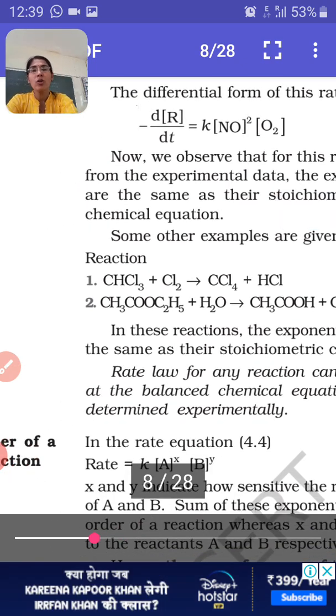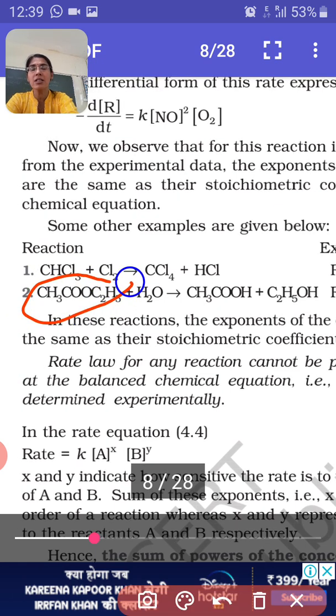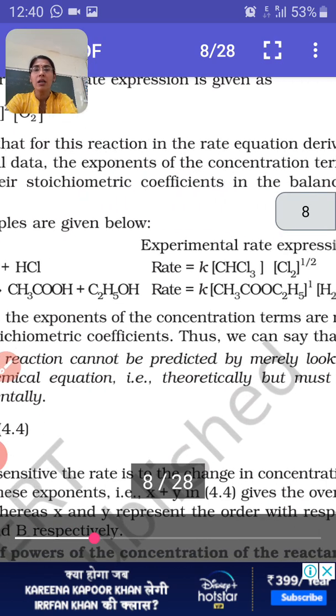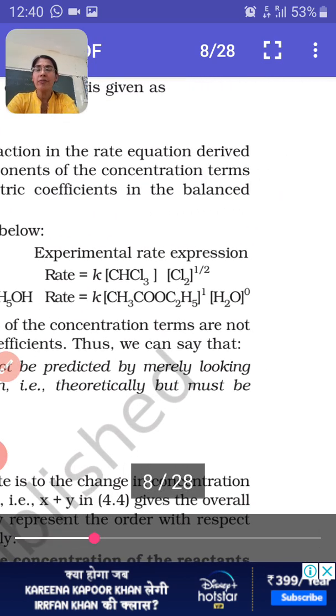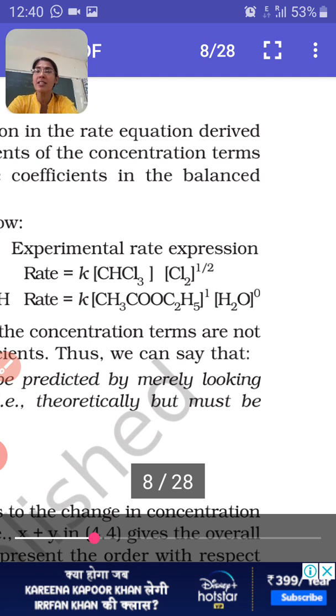This is the acidic hydrolysis of ethyl acetate. Here you see this is ethyl acetate and this is water, and it is hydrolyzed in presence of some acid. And what are the products? Acetic acid and ethanol. And children, what we see that stoichiometric coefficient of both the reactants here is 1, but if you see the rate law, we can easily see that the order of reaction with respect to ethyl acetate is 1, as it was the stoichiometric coefficient.